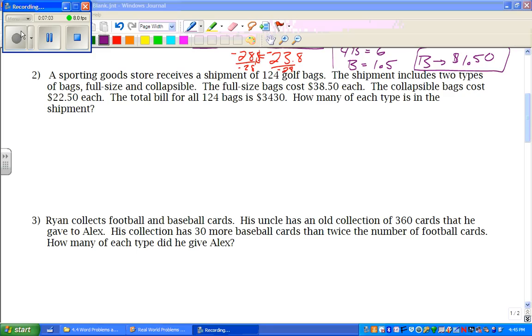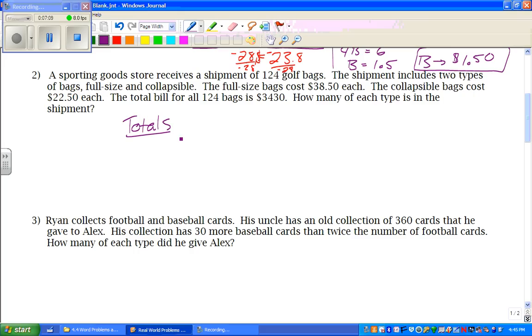Okay, so when I am writing the totals, and this is what's hard, you have to be good at picking out your totals. I see one of the totals is $3,430. Now the other total, when you look at it, I see that the total number of bags is 124. Now it's important for me, I'm actually going to label them. So 3430 was talking about money, and 124 was talking about the number of bags. So I'm going to have these labeled because it's going to make sense out of my equations.